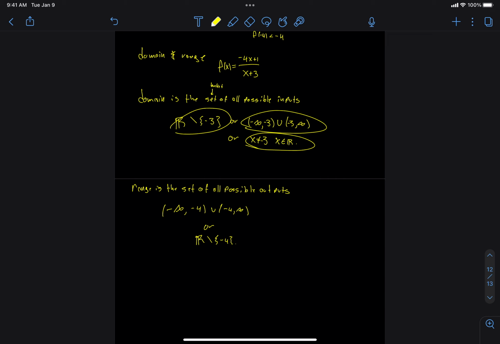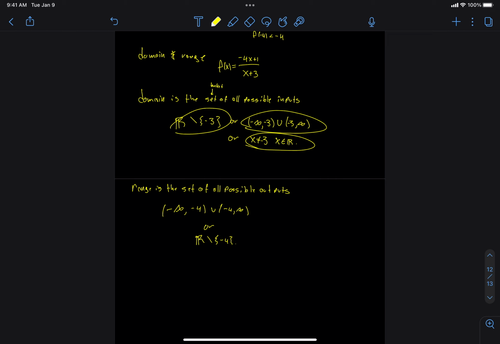So we need to have the list of all the numbers we can plug in. But the problem is, you can't possibly list them all, because there are infinitely many of them. So we use this notation to say, as long as the number is bigger than negative infinity and smaller than negative 3, or if the number is between negative 3 and infinity, you're okay. You'll be able to plug that in. So the domain is the set of all possible inputs, the list of all possible inputs. And the range is, of course, all of the possible outputs that you can get.